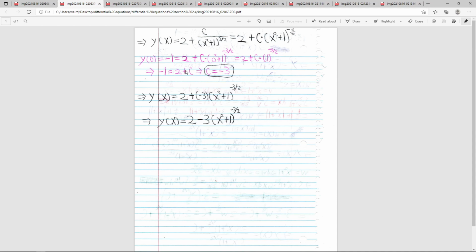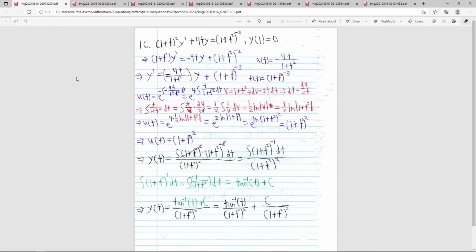So negative 1 is equal to 2 plus c. So c is equal to negative 1 minus 2, which is just negative 3. You plug that in and you have your solution to the initial value problem. Okay, in 16 it's 1 plus t squared times y prime plus 4ty is equal to 1 plus t squared all raised to the negative 2 power, and y of 1 equals 0.